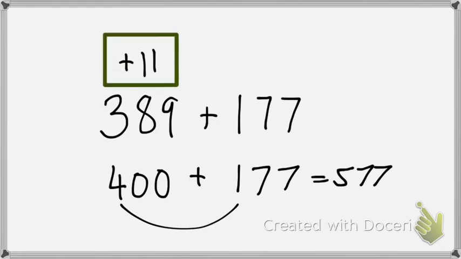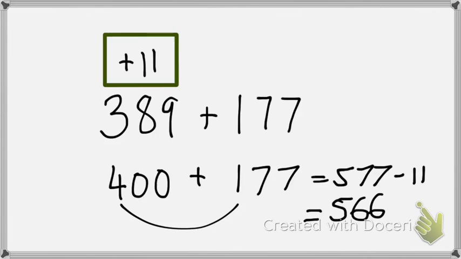We plussed 11 at the start, so what do we have to do at the end? We have to minus 11. And because we don't have to cross a 10 here, that's really easy. What's 77 minus 11? 66. So our final answer is going to be 566 using the super tidy number.